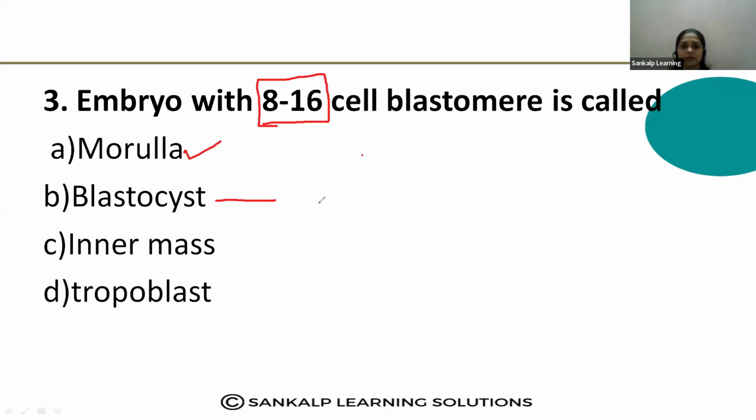Blastocyst, so what is a blastocyst? It is not the 8 to 16 cell stage. The blastocyst has the outer layer, which is called the trophoblast, and you can observe the inner cell mass inside the blastocyst. So these three are not the correct answer. Yes, morula.